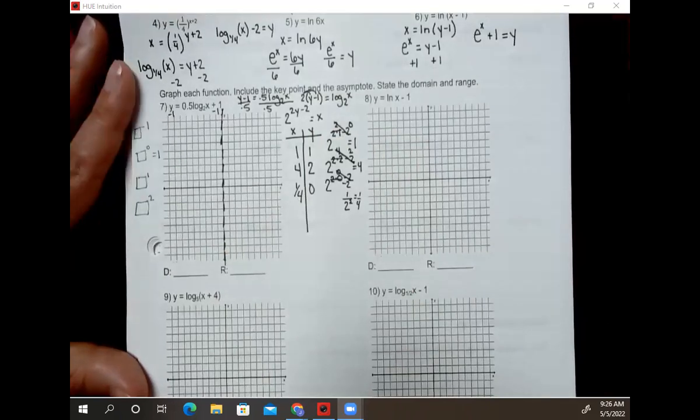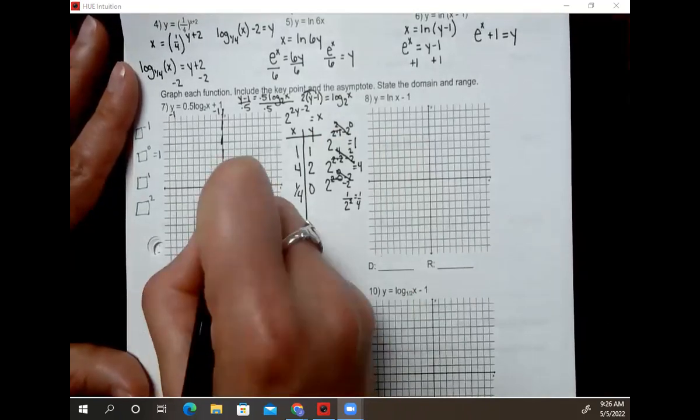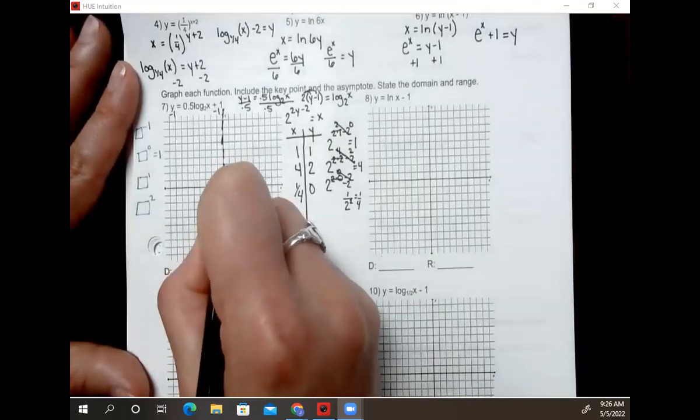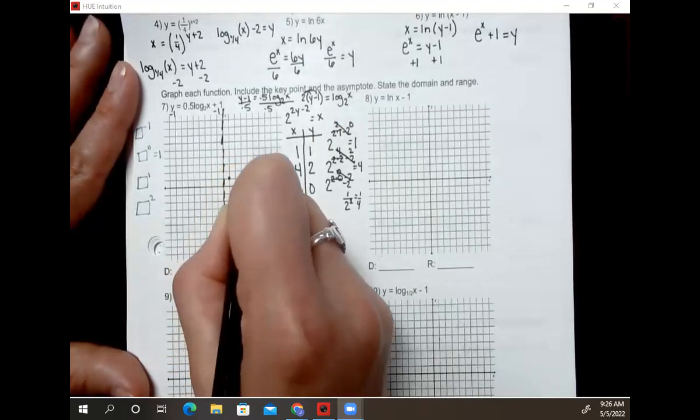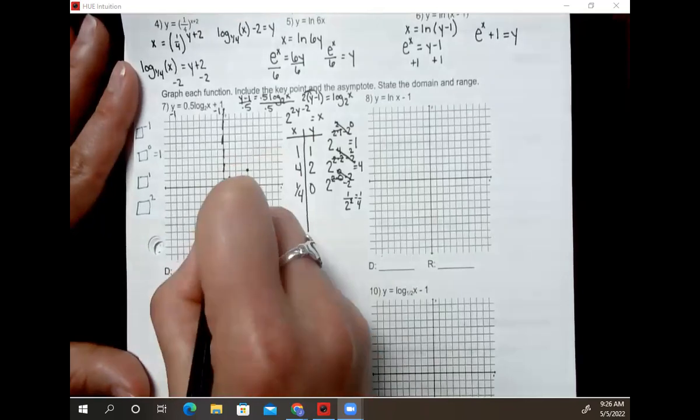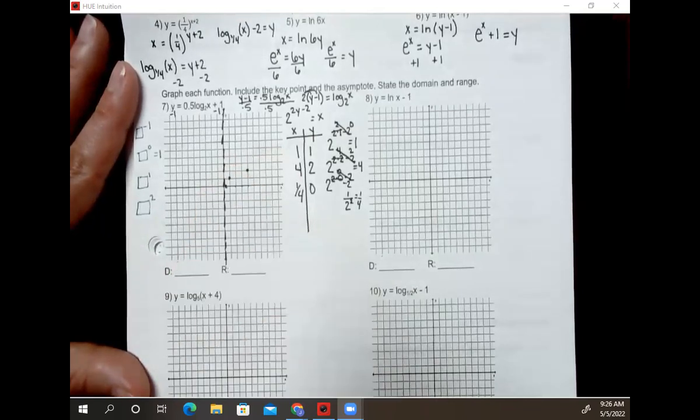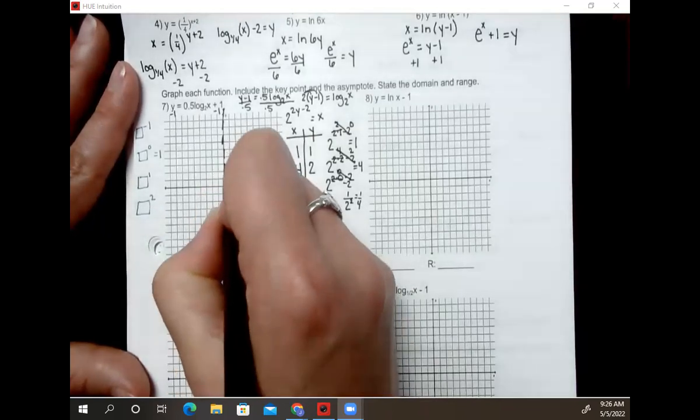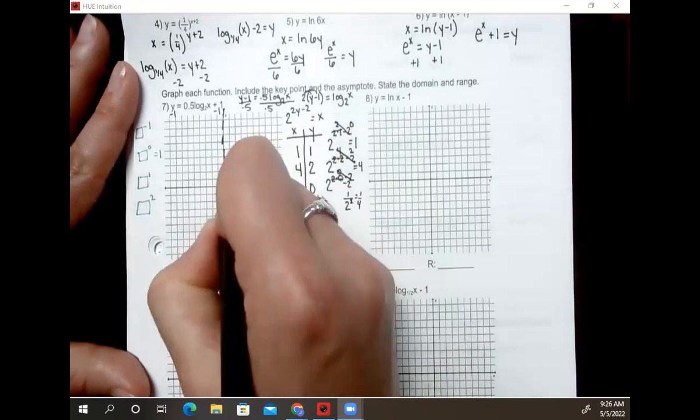I've got 3 points. I'm going to go ahead and plot these. So 1, 1, 1, 2, 3, 4, 2, and 0, 1/4. You can start to see the shape of our graph there.